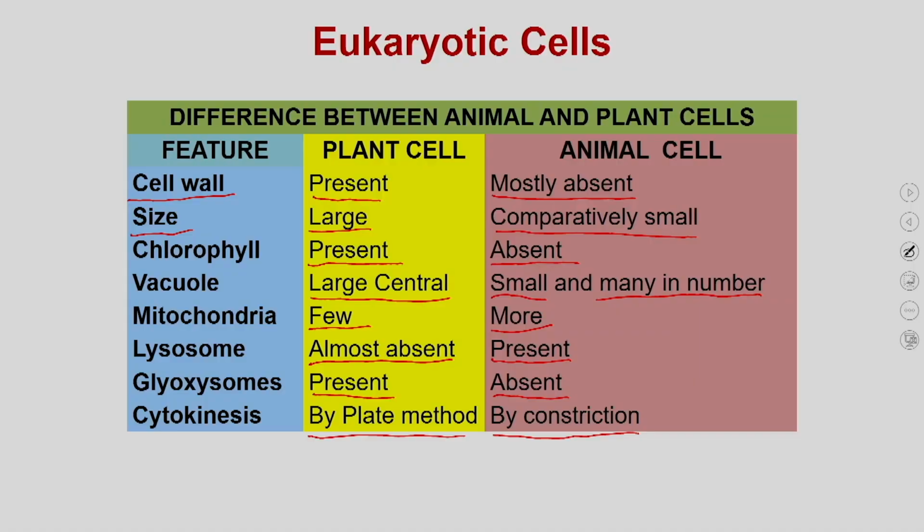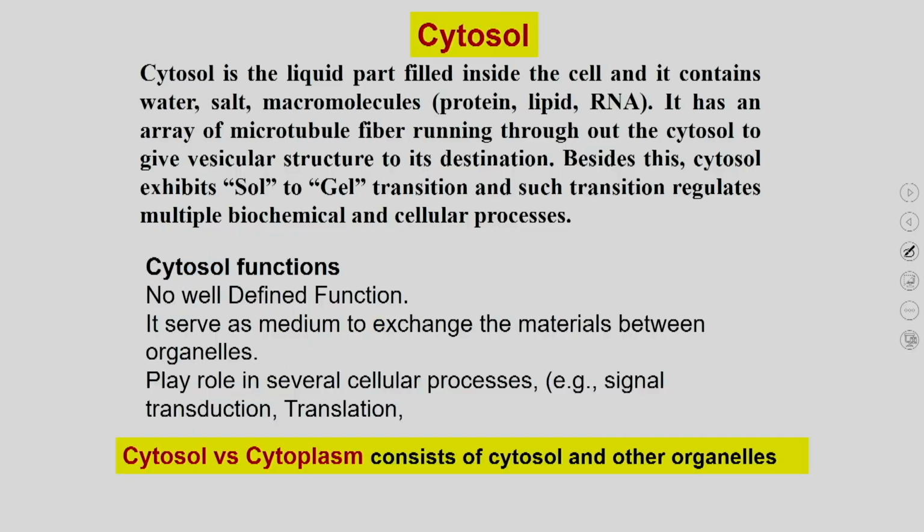So, let us continue our discussion about the different organelles present in the typical eukaryotic cell. We will start with the cytosol. Cytosol is the liquid part which is present inside the cell, and it contains water, salt, and macromolecules such as protein, lipid and RNA. It also has an array of microtubules.